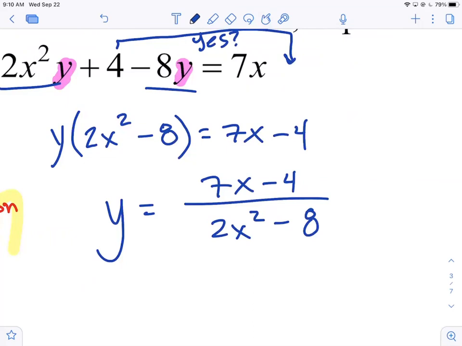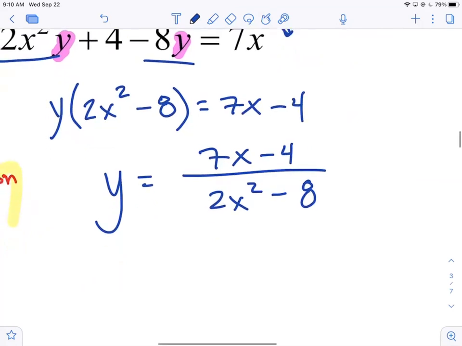Y equals, and on the right side, I just have a function of x. There's no y's over here. It's just x's and numbers and symbols. Yeah. So we did it, right? We got it. So yes, this is a function of x.